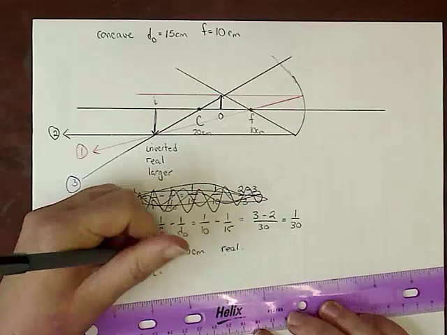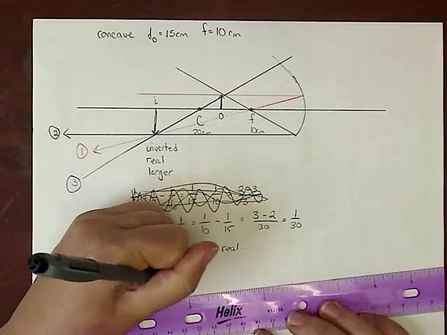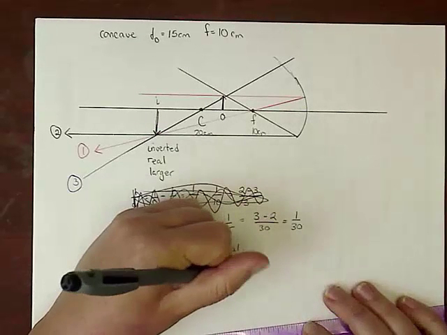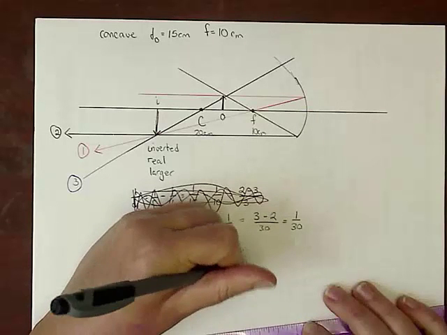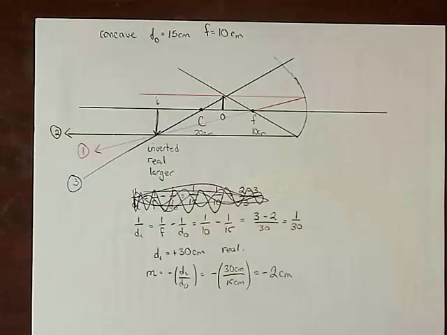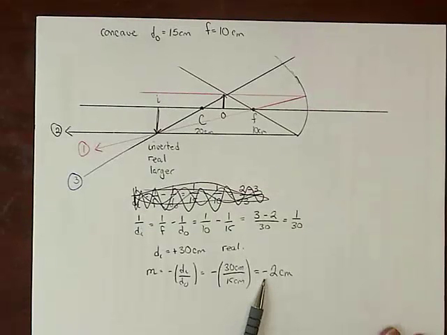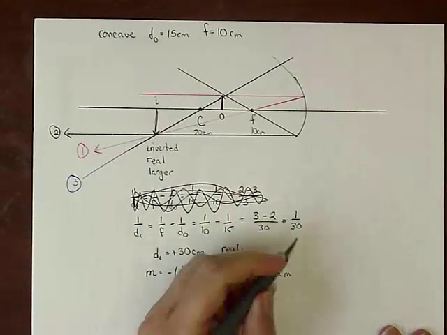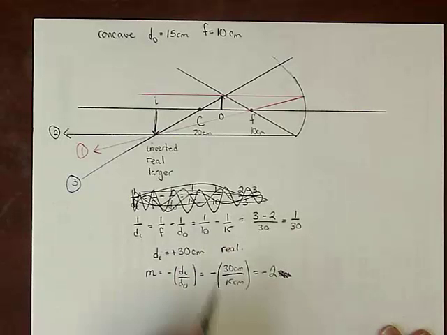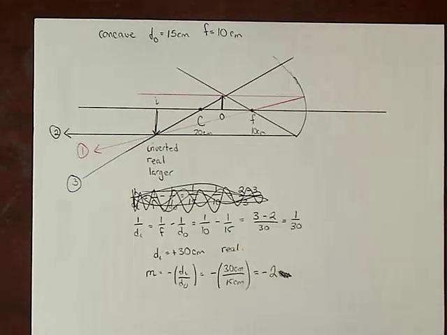Magnification is going to be minus DI over DO. So minus 30 centimeters, DO was 15 centimeters. So I get minus 2. Sorry, there should be no units on that. Magnification is just a ratio, so no units on that. The centimeters cancel out. So my magnification is minus 2, which means it's upside down, and the image is twice as tall as the object.